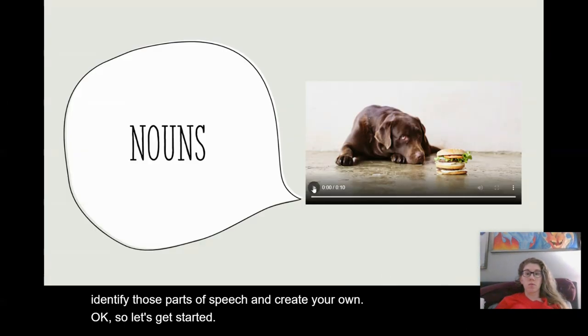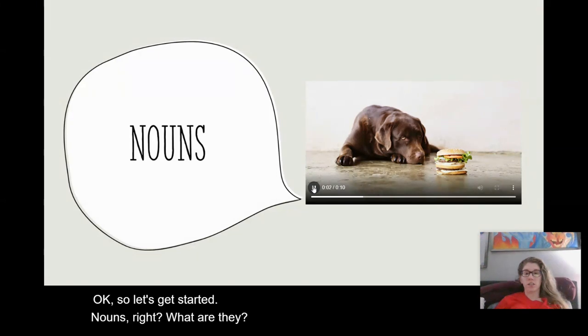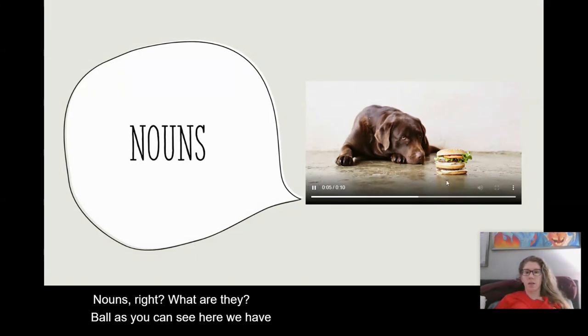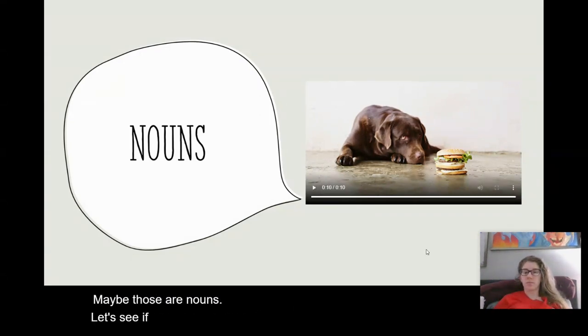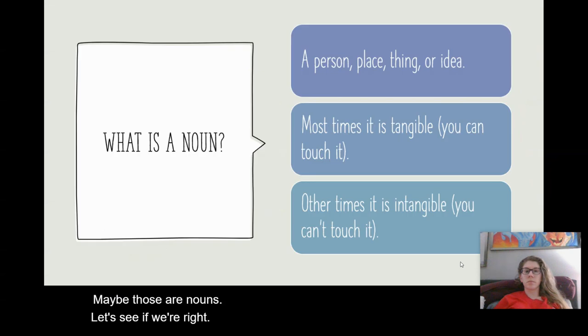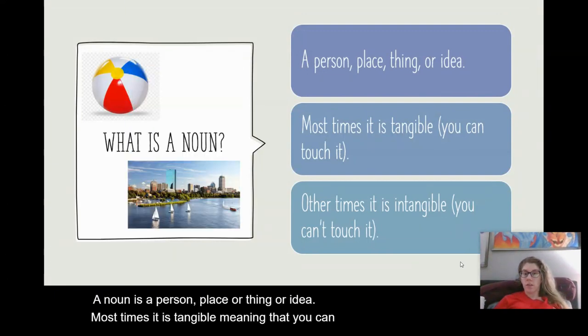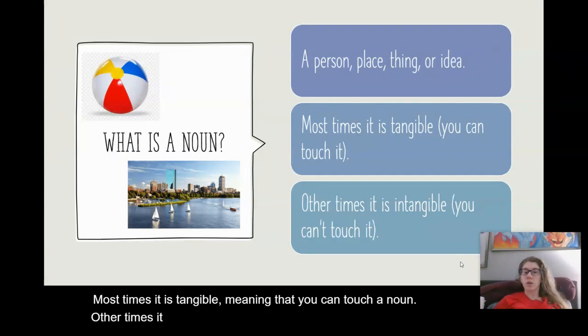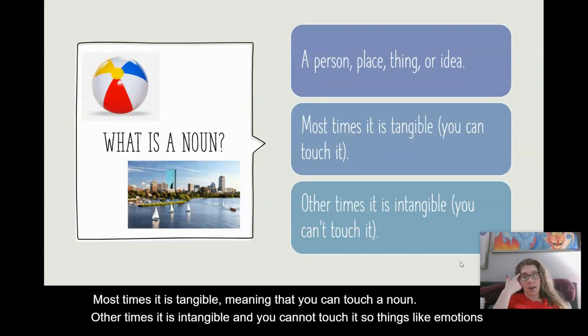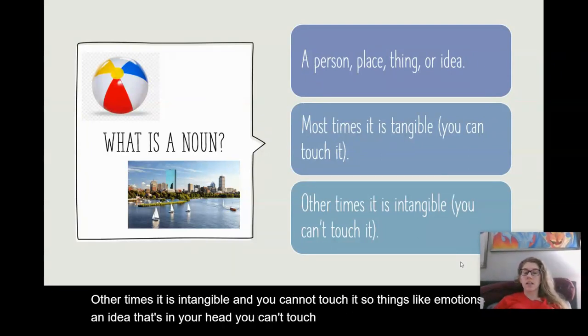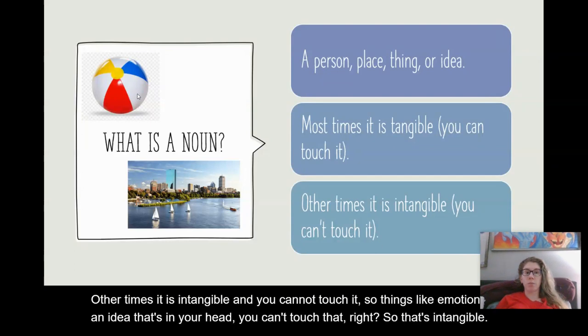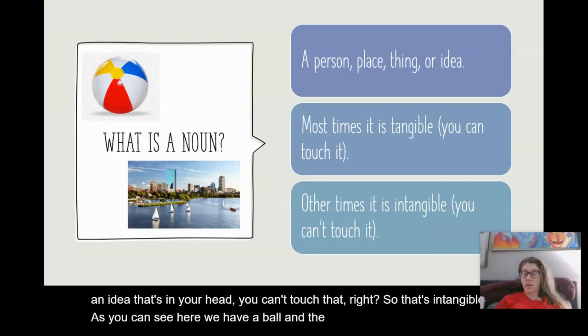Nouns, right? What are they? Well, as you can see here, we have a dog and a hamburger. Maybe those are nouns. Let's see if we're right. A noun is a person, place, or thing or idea. Most times it is tangible, meaning that you can touch a noun. Other times it is intangible and you cannot touch it. So things like emotions or an idea that's in your head, you can't touch that, right? So that's intangible. As you can see here, we have a ball and the city of Boston. Those are nouns.